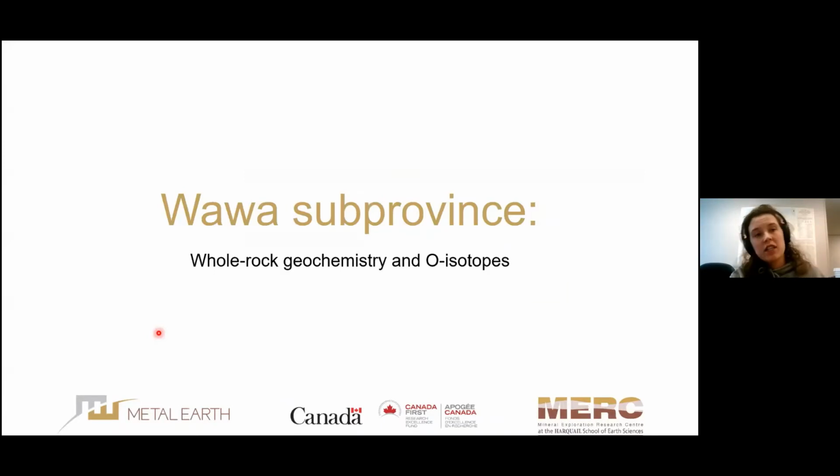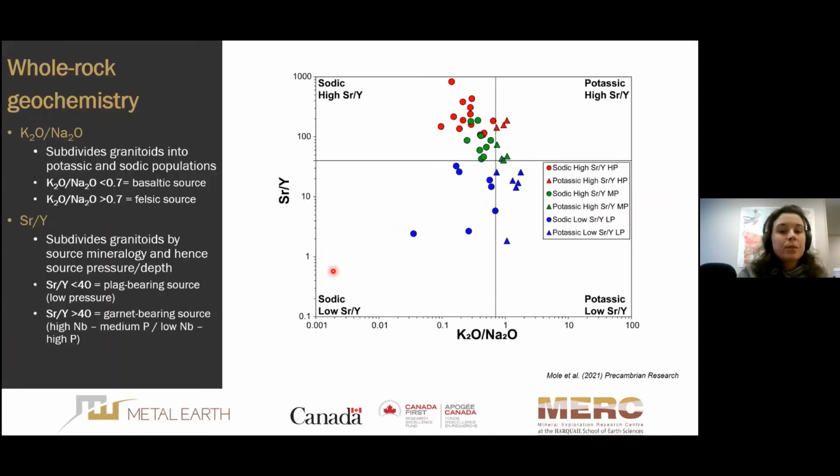So moving on in this presentation, I will present some of the preliminary results that we have from some granitoids in the Wawa subprovince. And as mentioned before, these are obtained from whole rock geochemistry and oxygen isotopes. So if we look first at this diagram, it shows whole rock geochemistry and how we have decided to split up the groups of samples.